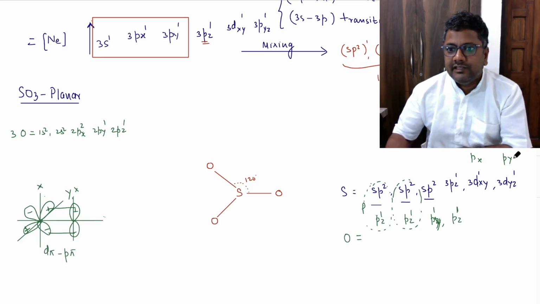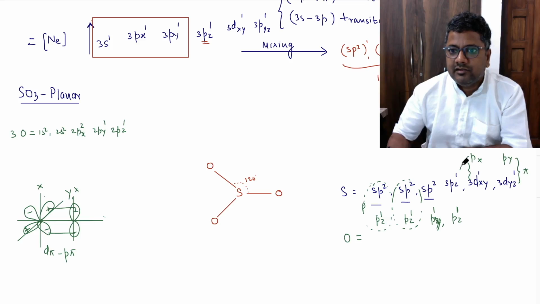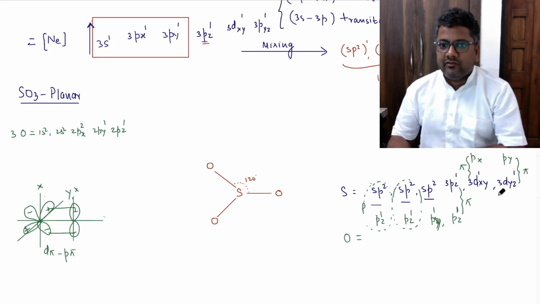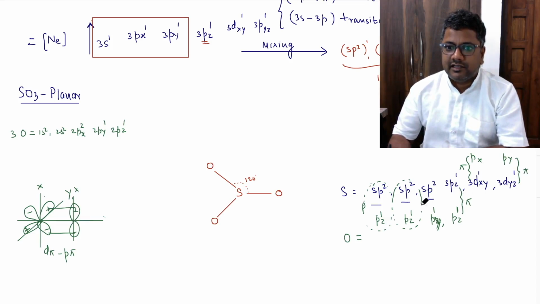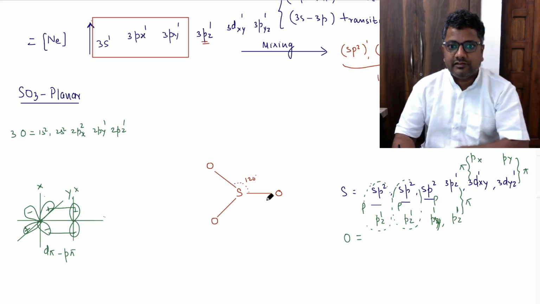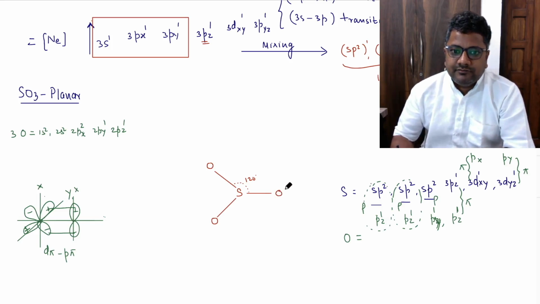Similarly, yz and y, they also form the pi bond. So here pi bond, here pi bond, and this overlapping also produces pi bond. See, three pi bonds were produced, and here three sigma bonds. This is sigma, this is sigma, and this is sigma. So I have shown here these three sigma bonds.